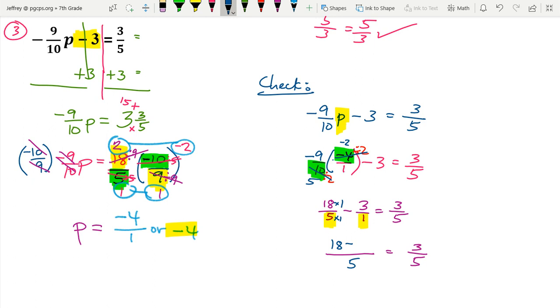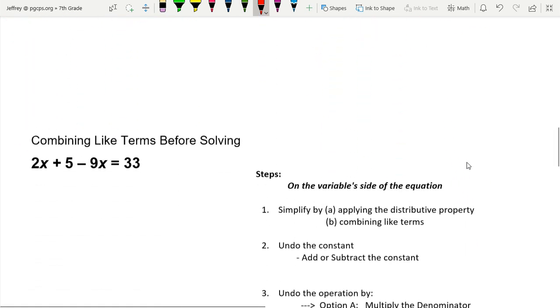What did you multiply to 1 to get 5? And we know it is 5. So we multiply by 5. So 3 times 5 is 15. 18 minus 15 gives you 3 over 5, which is equal to 3 over 5. And our answer is correct. So just review that. Number 4.